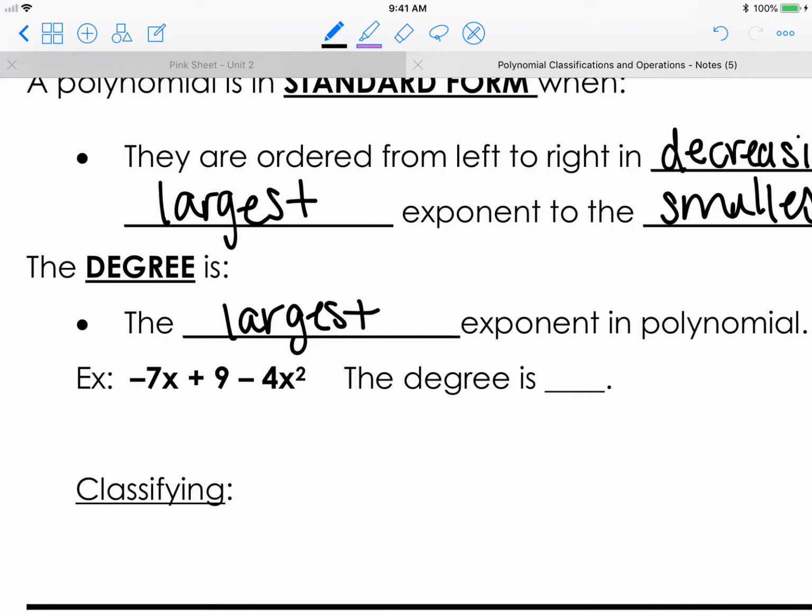Okay, so let's look at this one. First, determine what your largest degree is. What is your largest exponent? So our largest exponent is 2, so the degree is 2. So we could rewrite this, however, this is not in standard form. How would we write this in standard form? Remember, we start with the largest. So that'd be negative 4x squared minus 7x plus 9. So start with your largest and then descend from there.